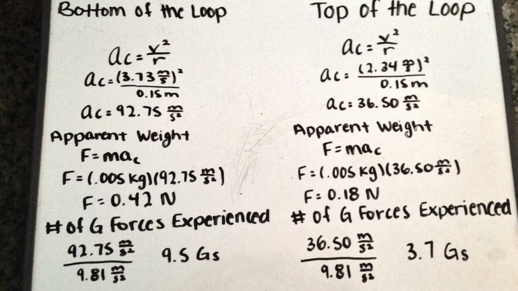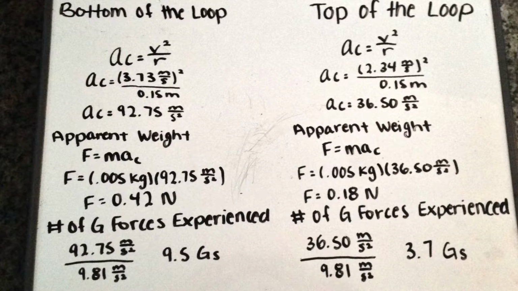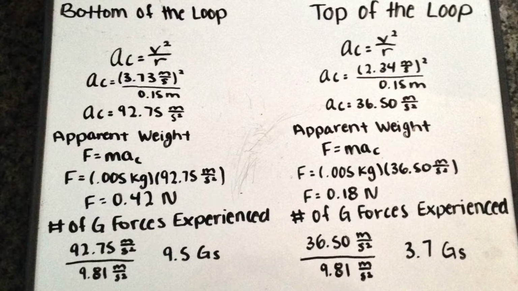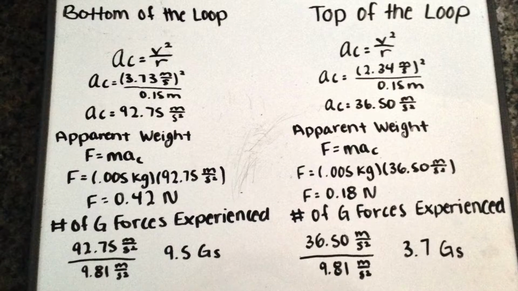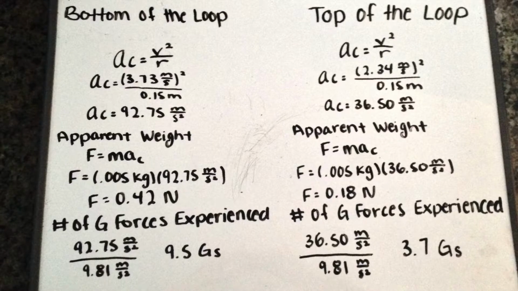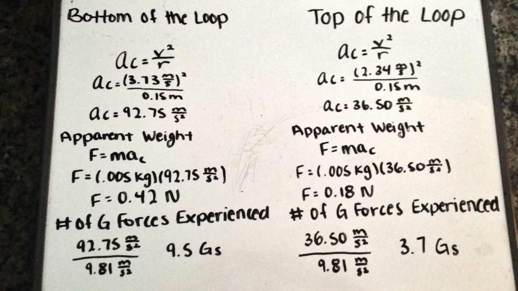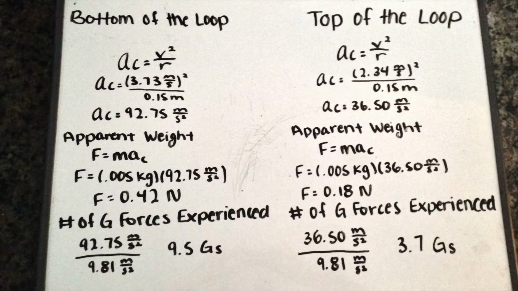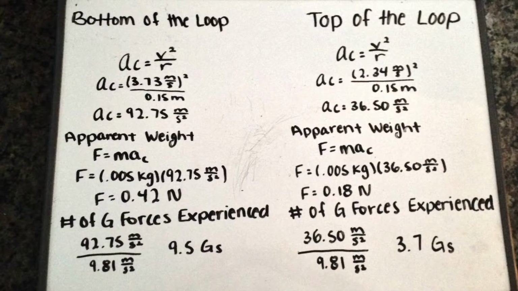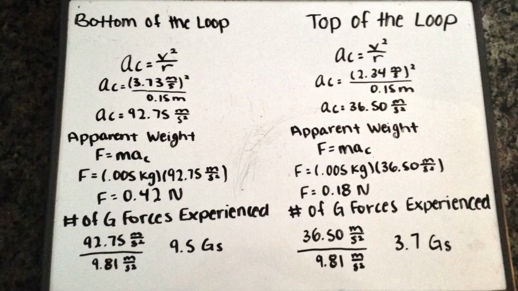To find the apparent weight at the bottom of the loop, we solved for centripetal acceleration at the bottom of the loop, and it came out to be 92.75 meters per second squared. We plugged that into the force equation, being force equals ma, and the force, which is the apparent weight, came out to be 0.42 newtons. When we find the number of g-forces, it would be about 9.5 Gs when you divide 92.75 by 9.81 meters per second squared.